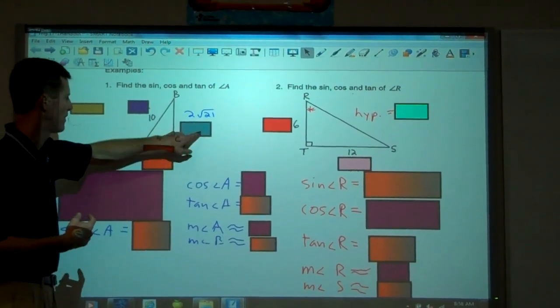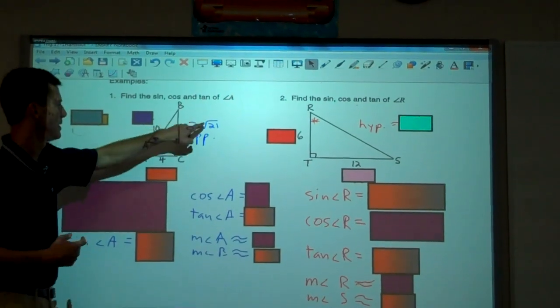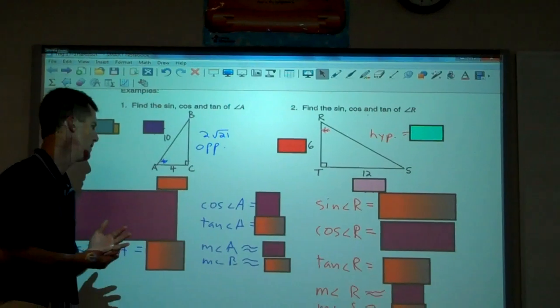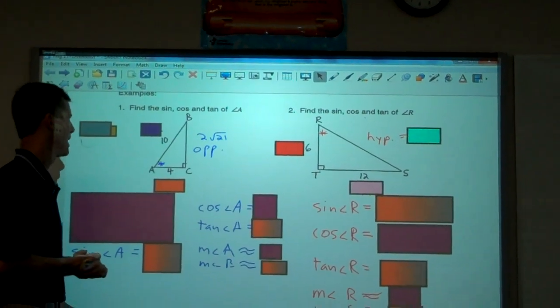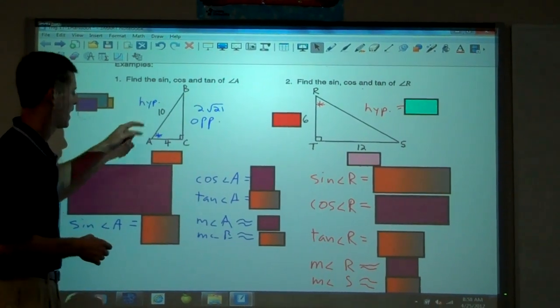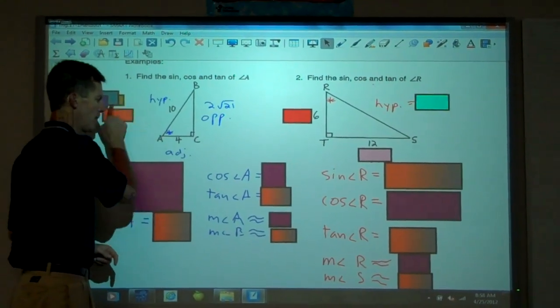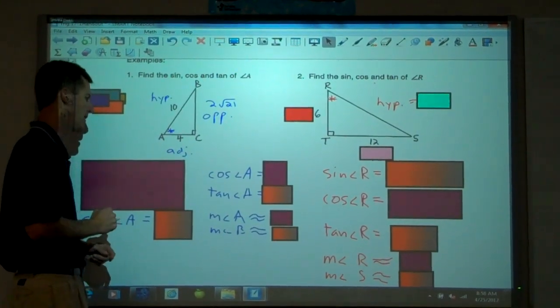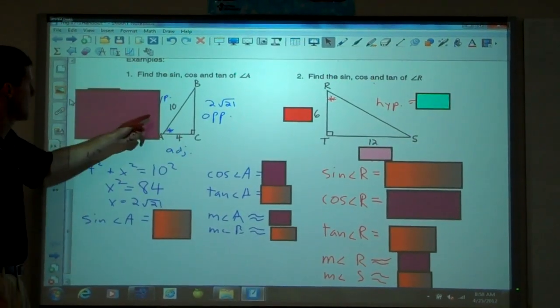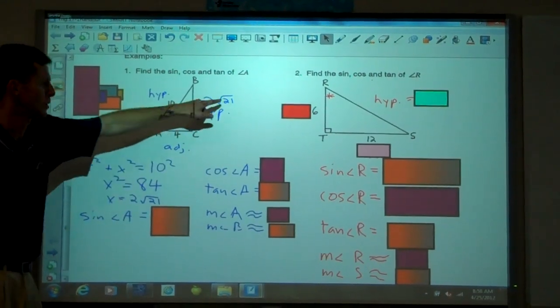So you probably figured out that the length of BC was 2 root 21. And this would be the opposite side. This would be the hypotenuse. Obviously, this side right here is the adjacent if I'm talking about that angle. So, I think right here is how I figured out that I got the 2 root 21.